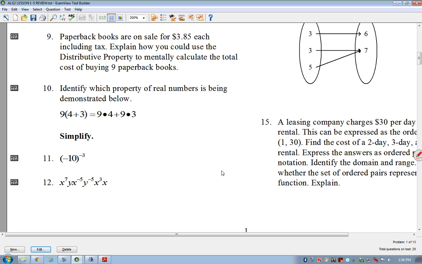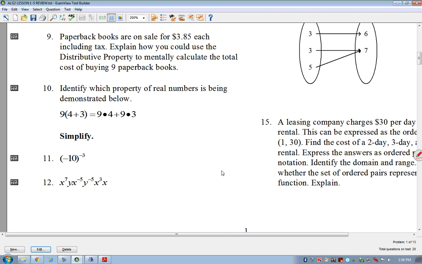All right. Algebra 2, lesson 1 through 5 review, take 2. All right, question number 9. Paperback books are on sale for $3.85 each. Okay, so that ought to be an indication that there's probably going to be an X after that if it's $3.85 each. Because if I ordered 5, I'm going to multiply that by that. Including tax, explain how you could use the distributive property to mentally calculate the total cost of buying 9 paperback books.